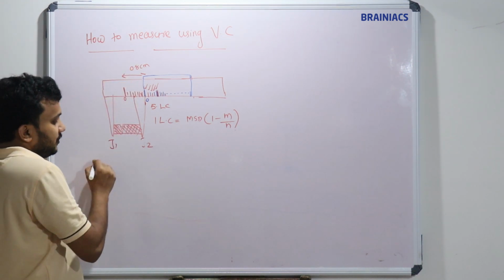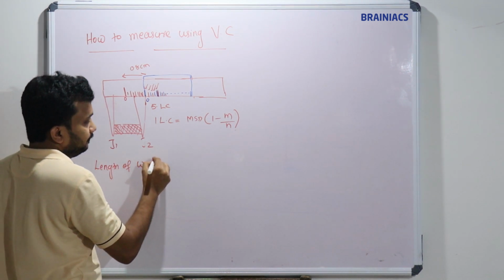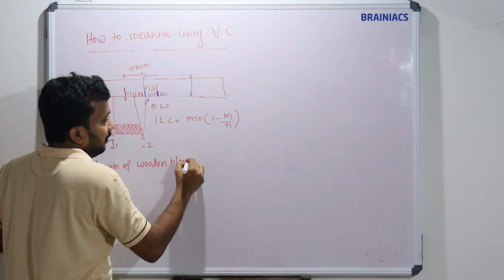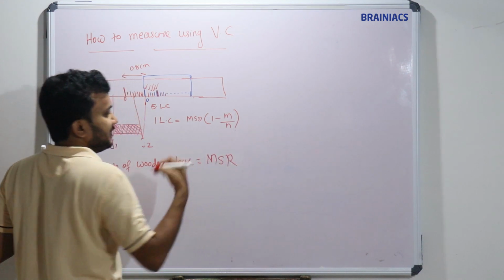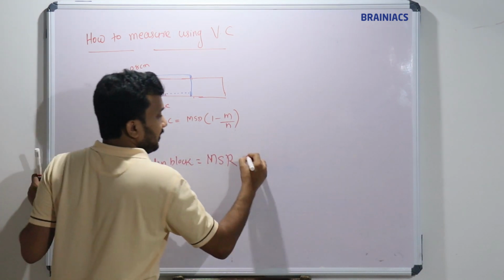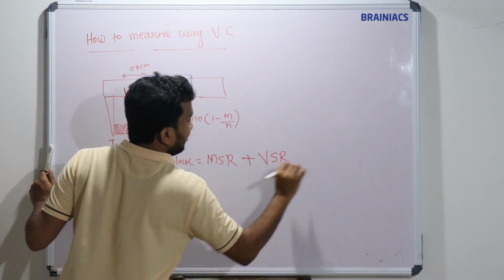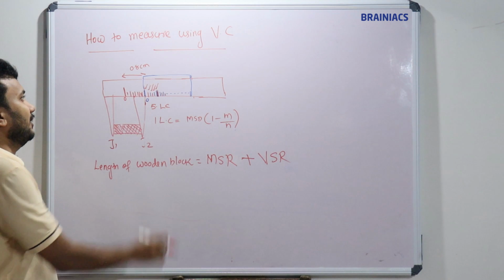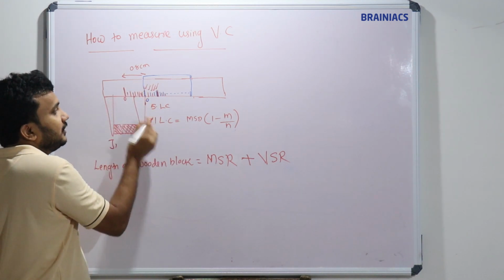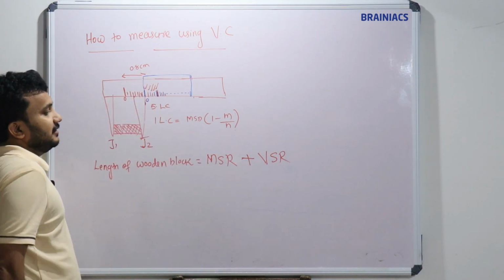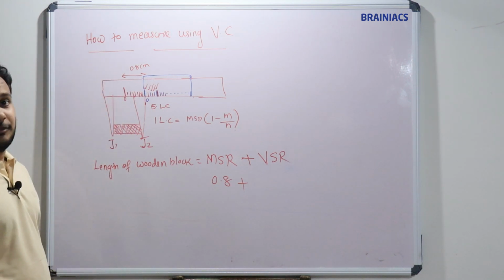Now I am finding the length of the wooden block. The length of the wooden block is equal to the main scale reading, MSR, plus the vernier scale reading. The MSR I know: it is how much J2 has moved, up to the 0 of the vernier scale. So the main scale reading in this case is 0.8, plus the vernier scale reading, which we have to find out.